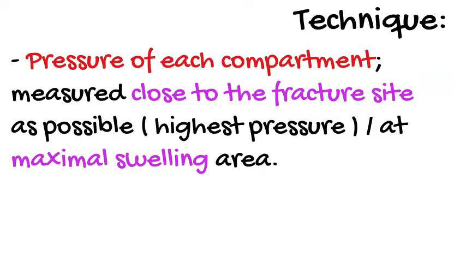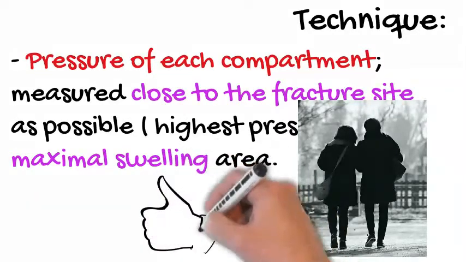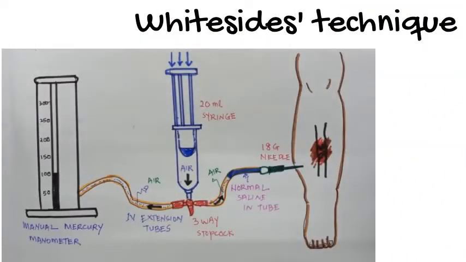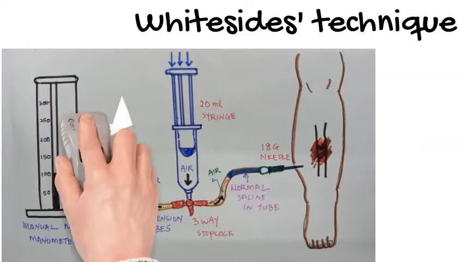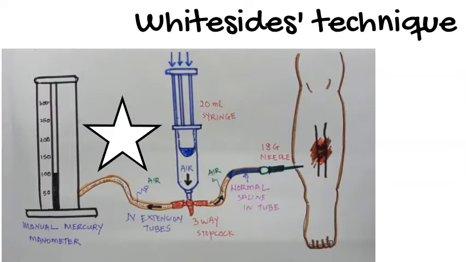Methods for performing pressure measurement include Whiteside technique, wick catheter, slit catheter, Stryker stick system. I am going to explain regarding the Whiteside technique. Whiteside technique employs the following materials: 1 mercury manometer, 2 plastic intravenous extension tubes, 2 18-gauge needles, 1 20 cc syringe, 1 3-way stopcock, 1 bottle of bacteriostatic normal saline.